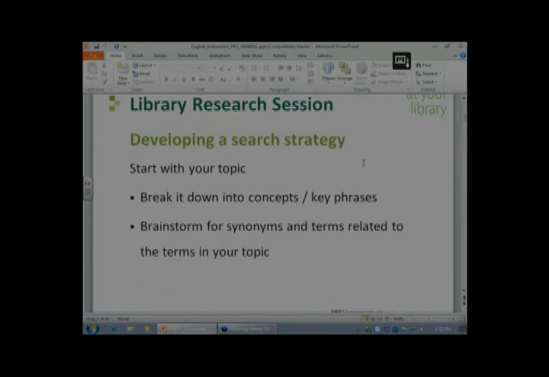So first, developing a search strategy. My recommendation is start with your topic. Your professor gives you a set of essay topics. Some people will just take the first one and do that. But I think it's probably a smarter idea to go through them all.